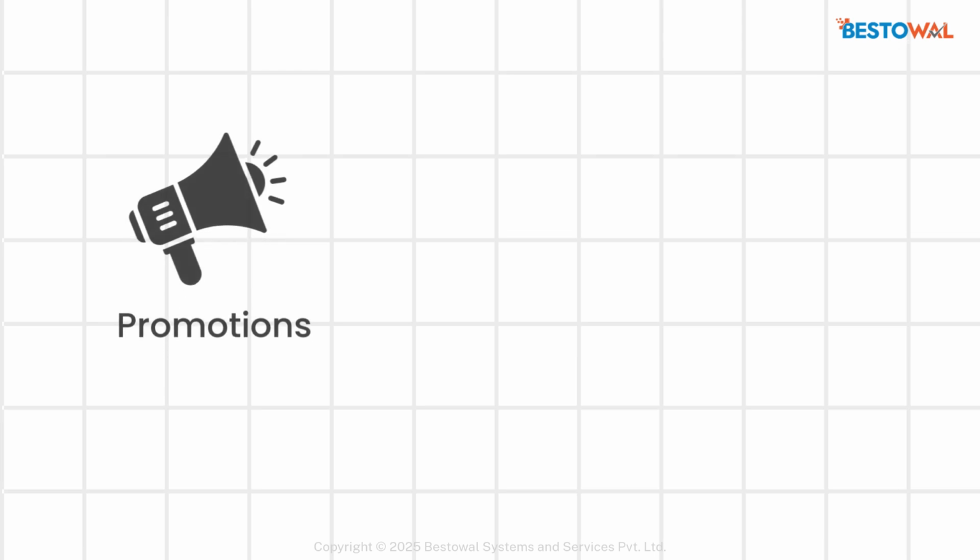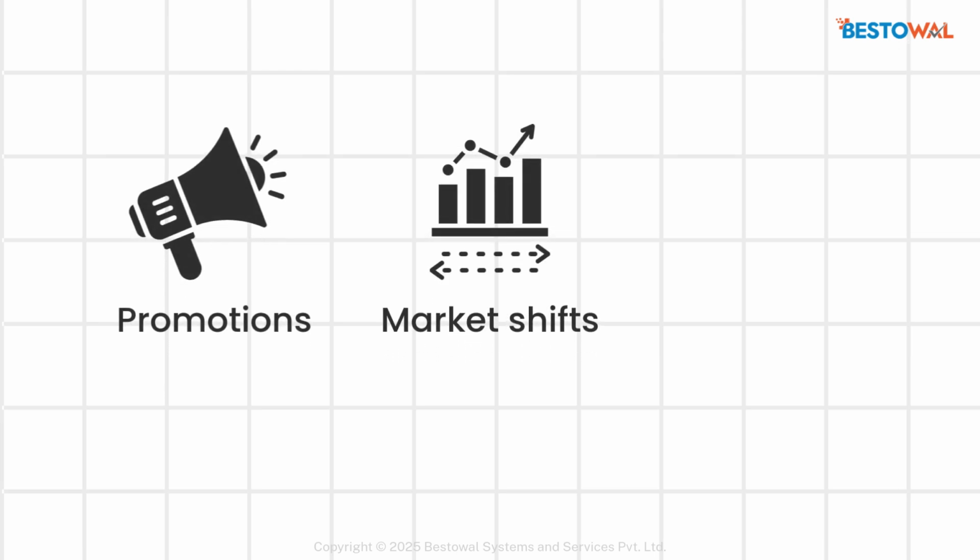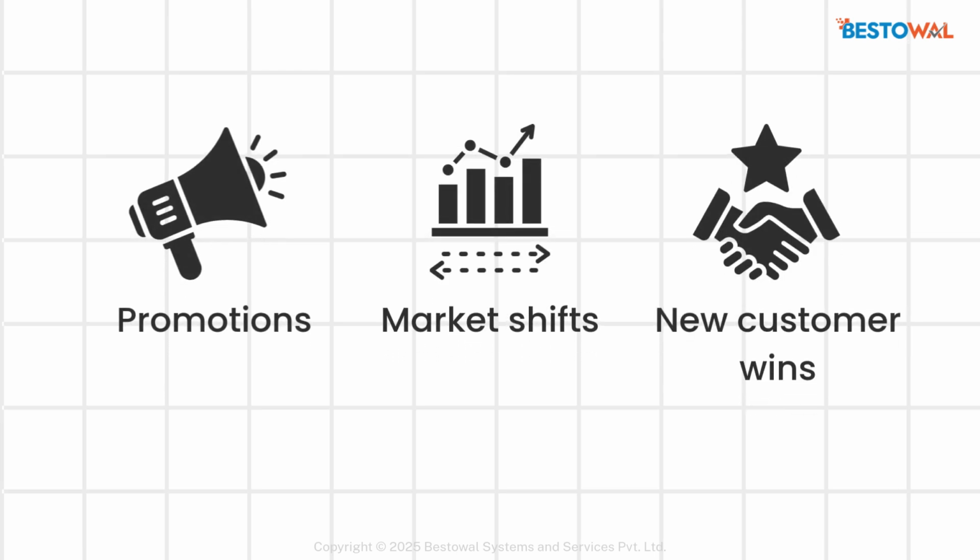Some planners argue that all outliers should be removed for clean forecasts. That's a risky approach. Not all outliers are bad. Some represent promotions, market shifts, new customer wins. Removing them blindly can suppress real demand signals. Should missing values be handled before or after outliers? Always missing values first. Missing data can distort averages and quartiles, leading to incorrect outlier detection.